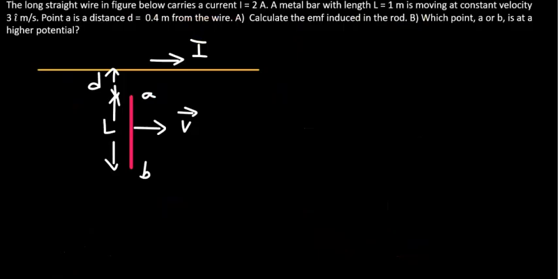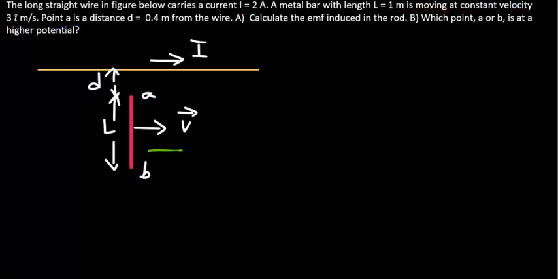Let's look at the following problem. The long straight wire in the figure below carries a current of 2 ampere, so that is this long wire. A metal bar with length 1 meter is moving at constant velocity 3 meter per second to the right, so that is that metal bar moving rightward. Point A is a distance d, which is 0.4 meter, from the wire. That is the upper point. Calculate the EMF induced in the rod and which point, A or B, is at a higher potential.